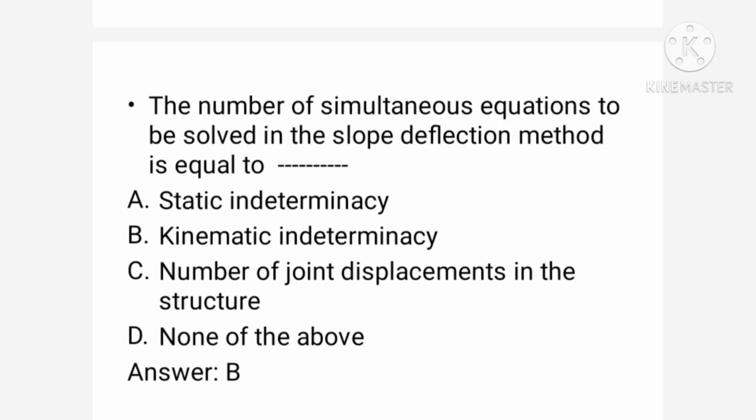First question: the number of simultaneous equations to be solved in the slope deflection method is equal to, there are four options: static indeterminacy, kinematic indeterminacy, number of joint displacements in the structure, and none of the above. The answer is kinematic indeterminacy. You already know we calculate the kinematic indeterminacy, the number of unknown displacement quantities, in the beginning of any slope deflection method problem. So the answer is B, kinematic indeterminacy.